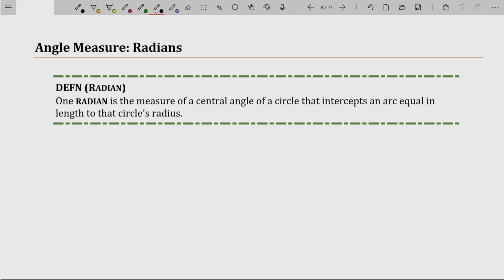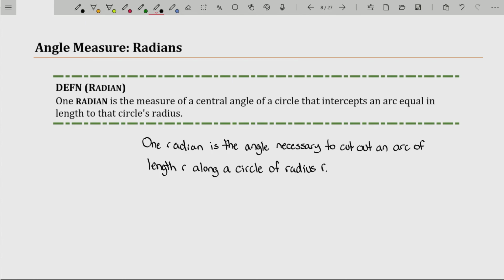So 1 radian is the measure of a central angle of a circle that intercepts an arc equal in length to that circle's radius. Now that is a beastly definition. It sounds terrible, and I'm sure I could have written it better, but I actually did not write that. I kind of copied that, but there is a much better way of saying it. 1 radian is the angle necessary to cut out an arc of length r along a circle of radius r.